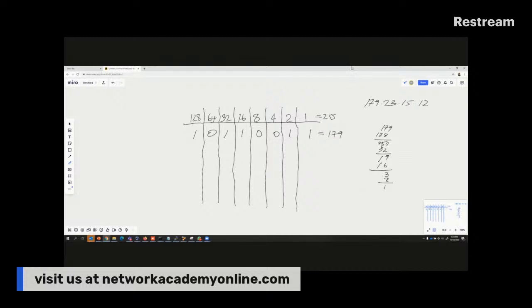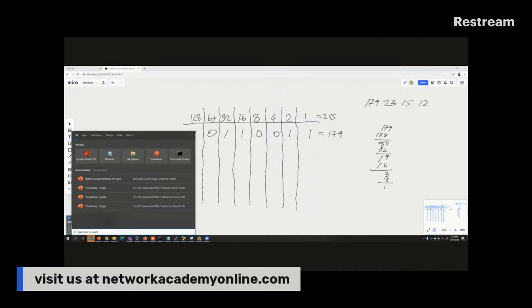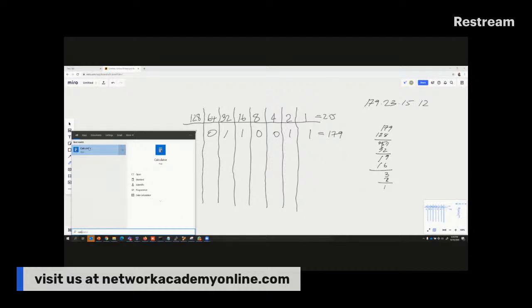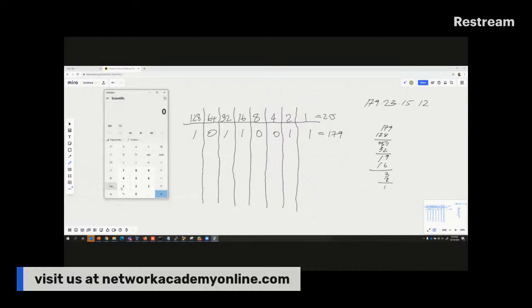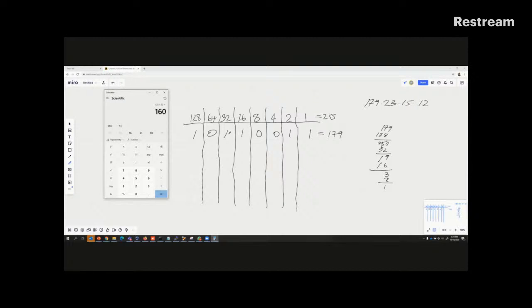So if I may, I could go to my calculator. Let me find my calculator here. If you guys want to see me do it, I could say 128 plus 32 plus 16 plus 2 plus 1, and that gives me 179. All right, so that's how you do it. Very simple. Let's do 23.